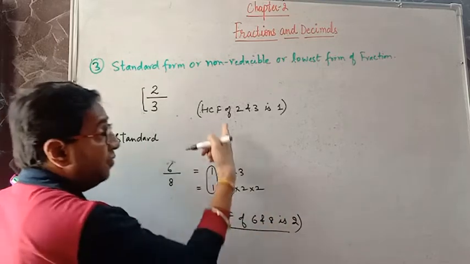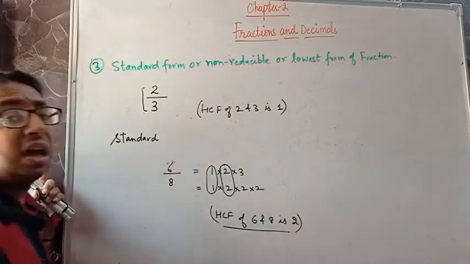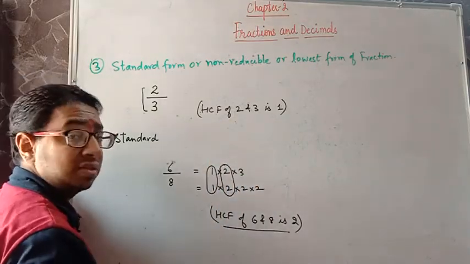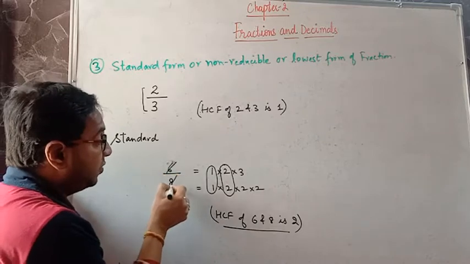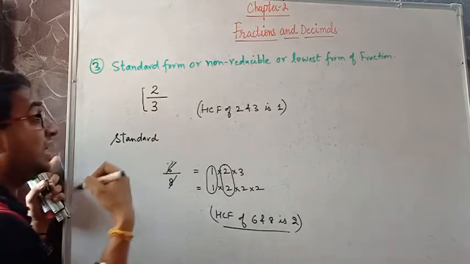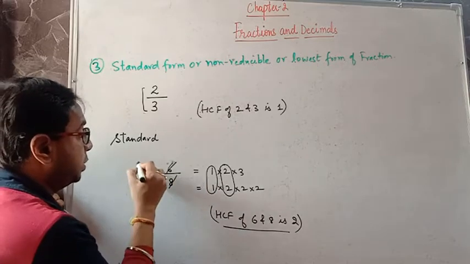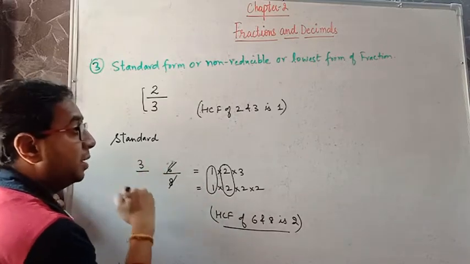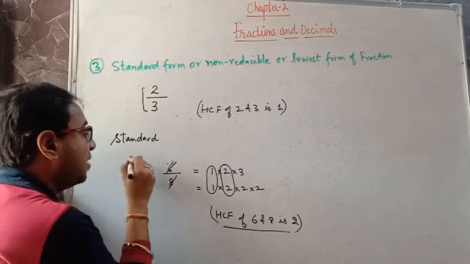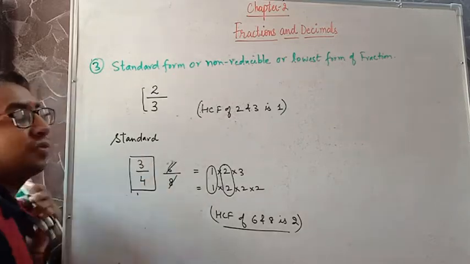I told you, if HCF is 1, then only they are in standard form. Definitely they are not in standard form. So what we will do, we will convert them in standard form. How? We will divide them with a common factor. So 6 divided by 2 is 3 and 8 divided by 2 is 4. Therefore 3 by 4 becomes the standard form of this.